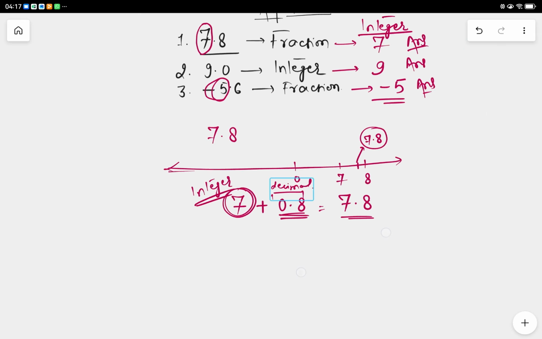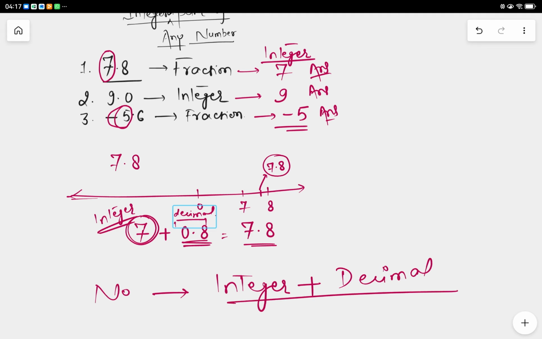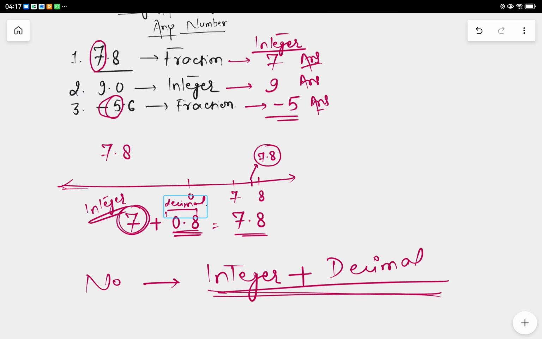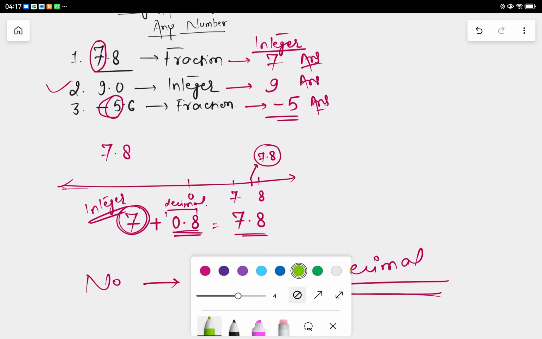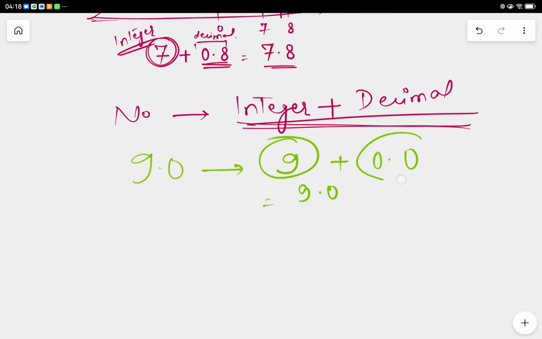So now we have a basic idea about how a number is formed. A number is formed by an integer plus a decimal part. All the numbers in the world can be represented in this basic form. If you see the second example, it is all about 9.0. This can be written as 9 plus 0.0. This gives you 9.0. Hence the integral part becomes 9, and the decimal part becomes 0.